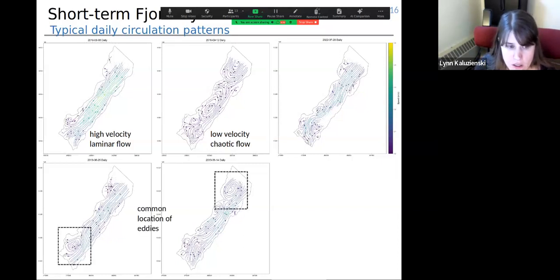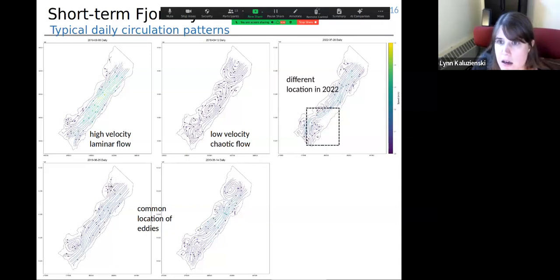I also wanted to show common locations of eddies. I typically see an eddy in the bottom left of the fjord, near the terminus, and another prevalent eddy on the far left-hand side of the fjord. Then in 2022, I found a new eddy form, one that I hadn't seen in 2019, and it formed on the right-hand side. We think this has something to do with the plume dynamics of this particular fjord, but I'll go into that in just a minute.